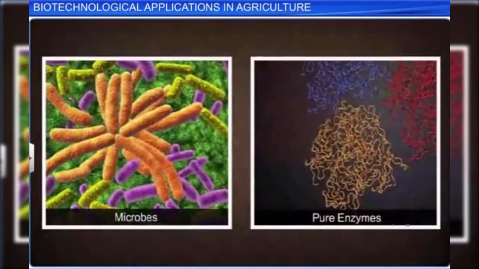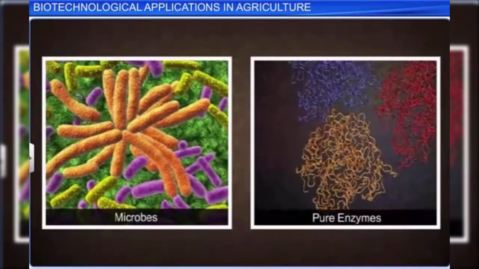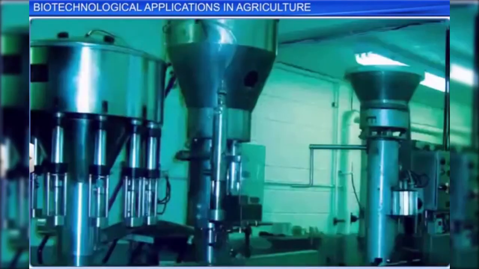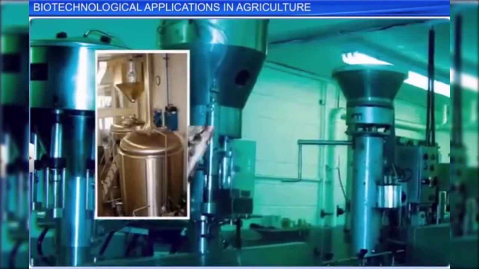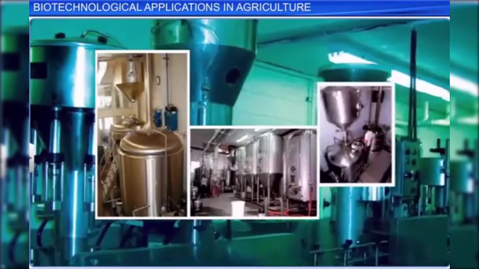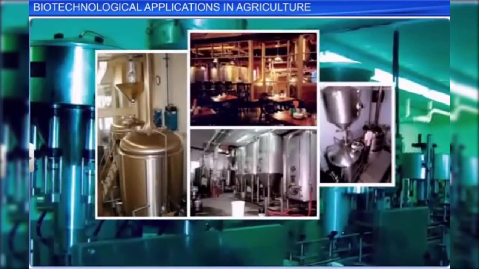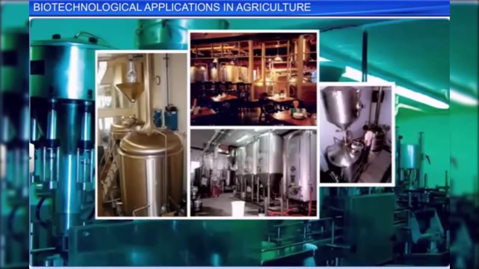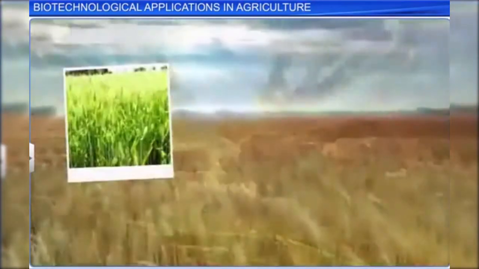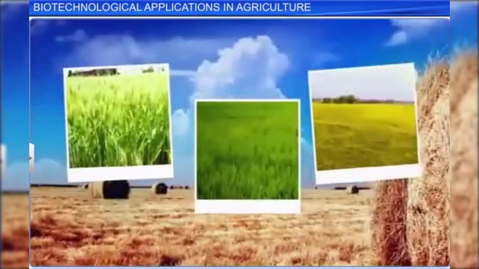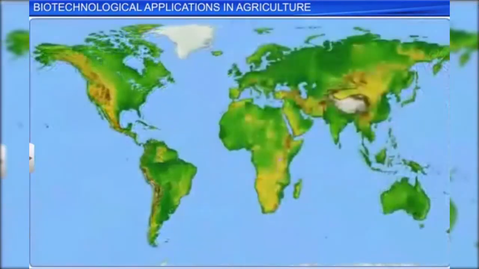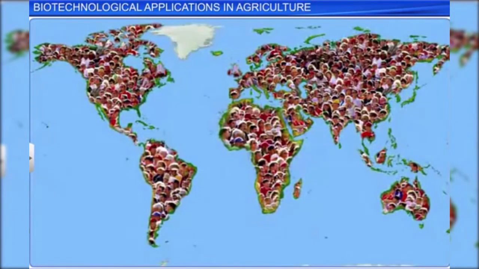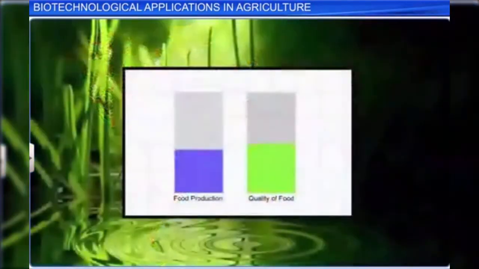Second, it creates optimal conditions for these catalysts to act in. And third, biotechnology provides downstream processing technologies which help in the purification of protein and organic compounds. Biotechnology also plays a key role in agriculture and food production. With a gradual increase in the world's population, there is a growing concern about increasing the production and quality of food.